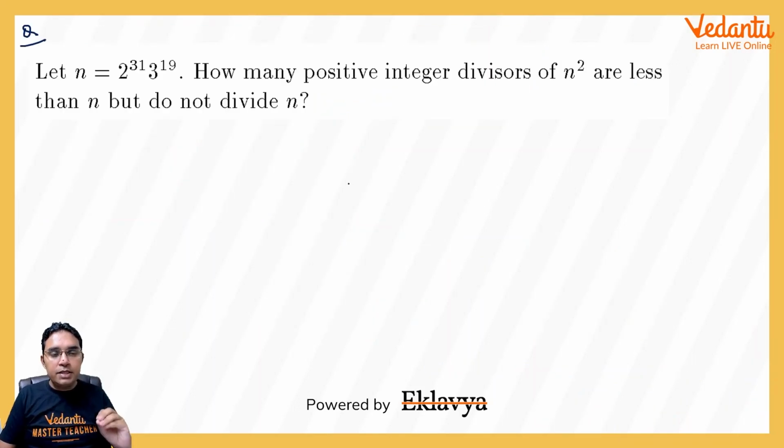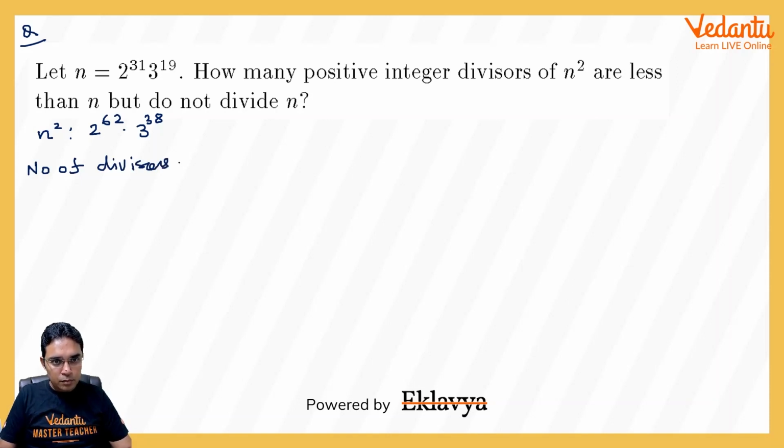Now coming to this question, one very interesting question. It says n is equal to 2 power 31 into 3 power 19. We have to find positive integer divisors of n square that are less than n but do not divide n. Okay, so first of all, let us understand how many divisors are there for n square. I think n square means it will be 2 power 62 into 3 power 38. So the number of divisors will be 63, that is 62 plus 1, into 39, that is 38 plus 1. So that is the total number of divisors of n square.